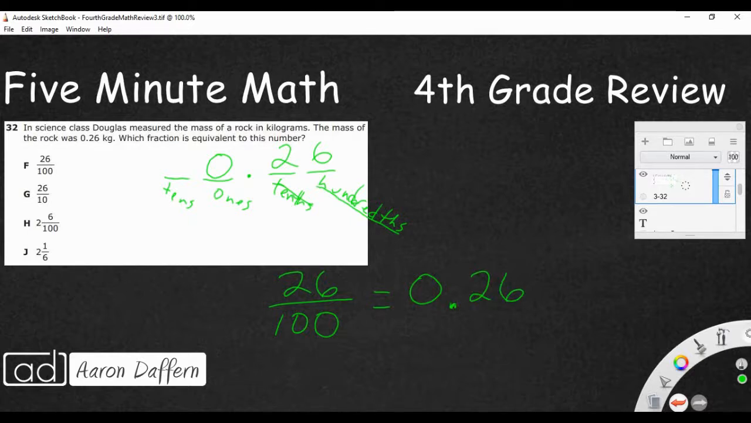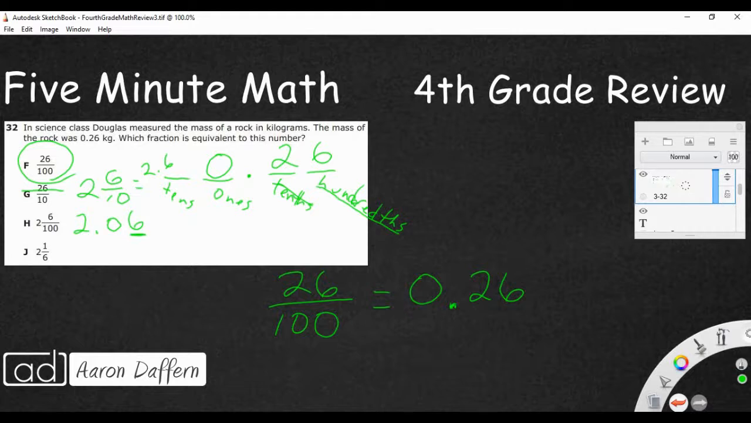Once we can go back and forth between the two, that's going to be awesome. So 26 over 10 is not going to work. That's actually going to end up as an improper fraction. So it's going to end up as 2 6/10. 2 6/100ths. So this is going to be 2.6. 2 6/100ths is going to be 2.06, because that's your hundredths spot right there.